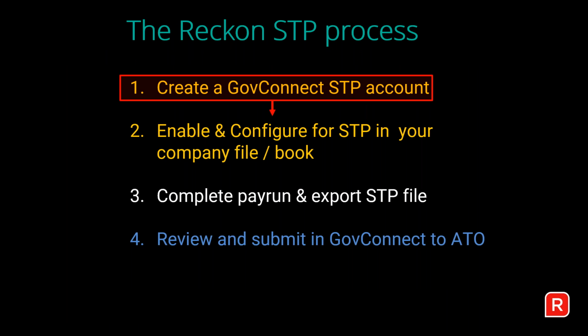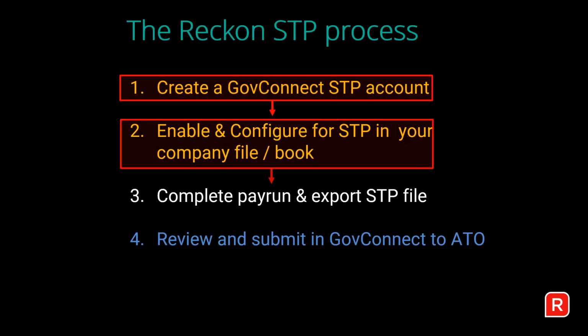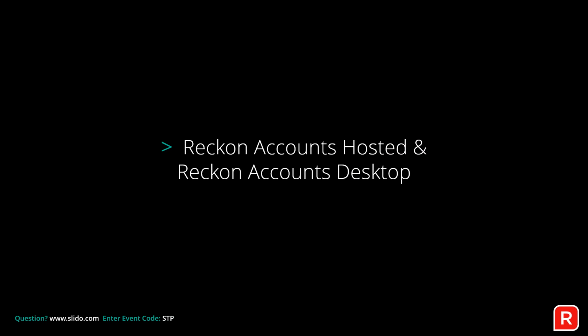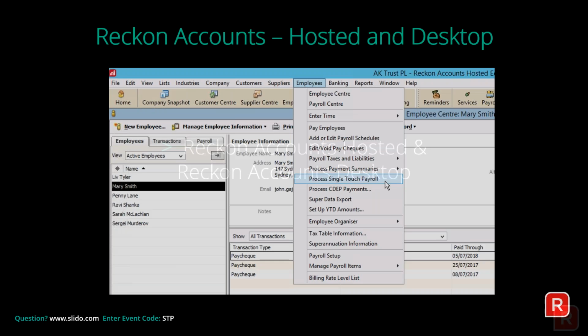Okay, so where we're at within the Reckon STP process: we've created the GovConnect STP account, and we've also enabled and configured for STP in our company file, as well as the Reckon One book. So now that we've had that all set up, it's now just completing the pay run and exporting that STP file. So what I'll do first is go through Reckon Accounts Hosted and Reckon Accounts Desktop. So to process and export your STP file, what you need to do is go to Employees and then select Process Single Touch Payroll.